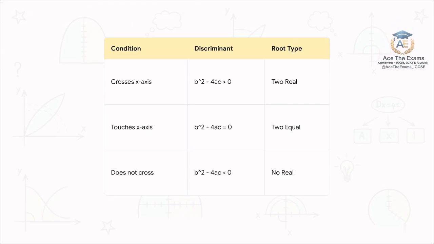If the curve just grazes or touches the x-axis at a single point, it has two equal roots, meaning b squared minus 4ac is exactly equal to 0. And finally, if the curve is just floating out there, above or below the axis, never actually crossing it, there are no real roots. In that case, b squared minus 4ac is less than 0. Memorizing this table is your absolute baseline.